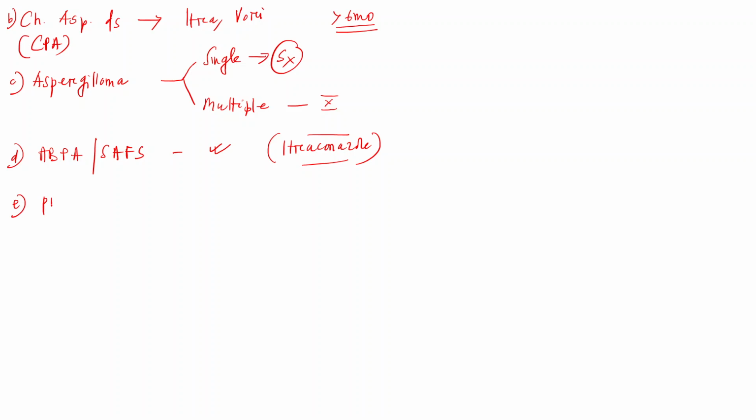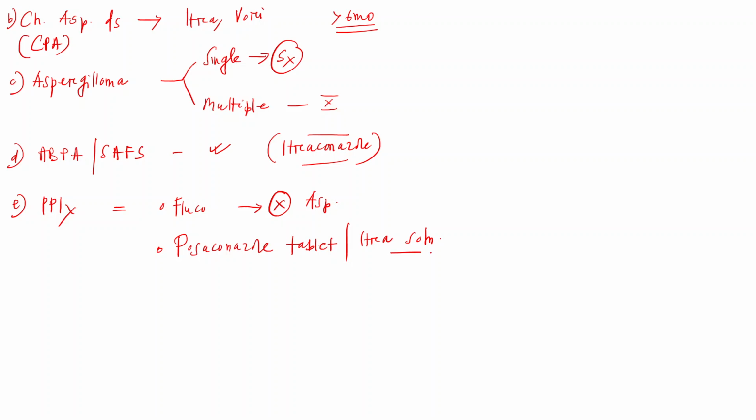The last one is prophylaxis. Remember, the most common prophylaxis used in acute leukemia cases is fluconazole. But remember, fluconazole has no activity against Aspergillus. So the most effective drug for prophylaxis is posaconazole tablet or itraconazole solution.